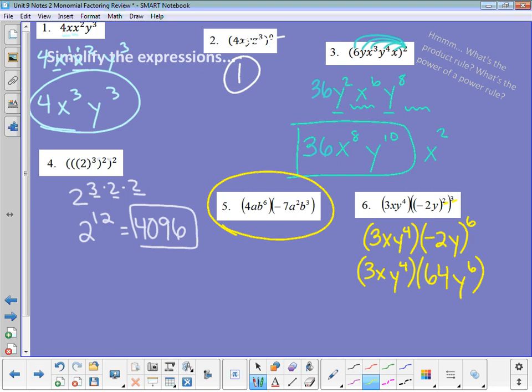Now I can put my like terms together. So I'm going to multiply the coefficients. 64 times 3 is 192. So I have 192.